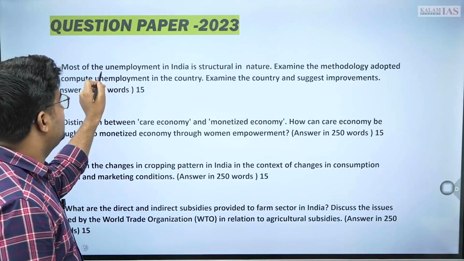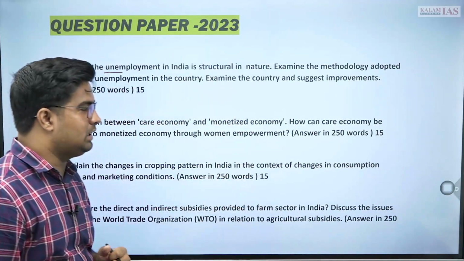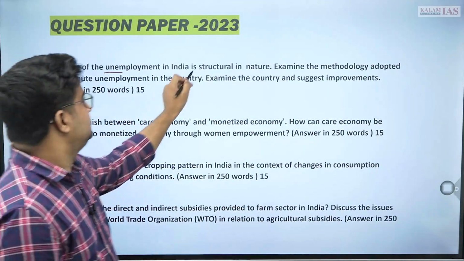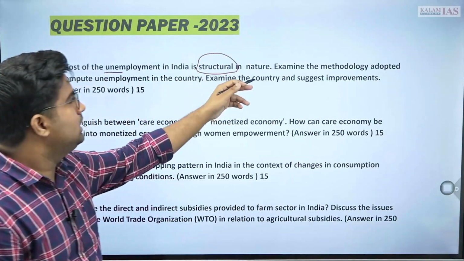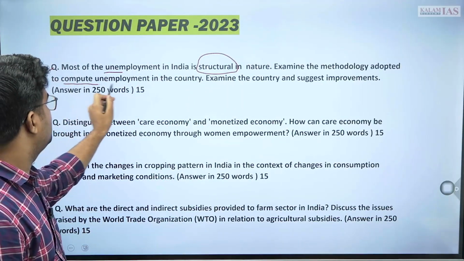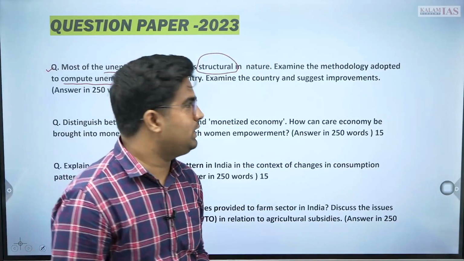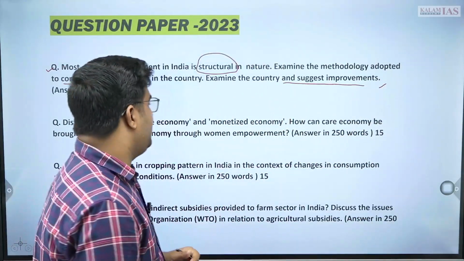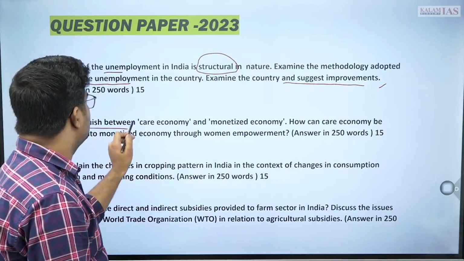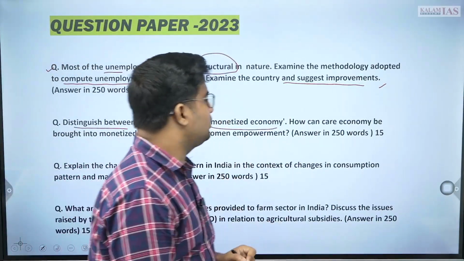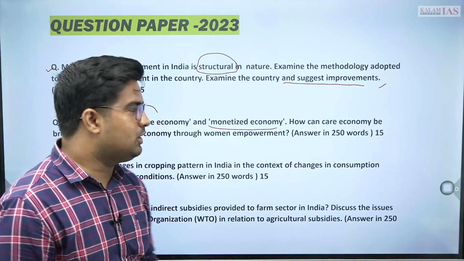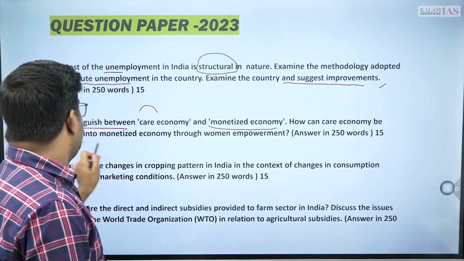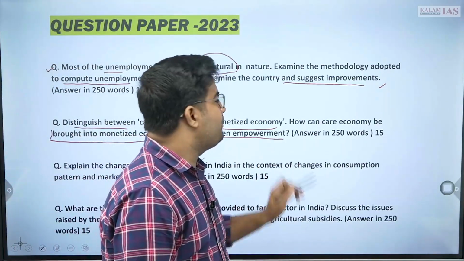Most of the unemployment in India is structural in nature. Examine the methodology adopted to compute unemployment in the country and suggest improvements. Apart from it, distinguish between care economy and monetized economy. How can this care economy be brought into the monetized economy through women empowerment?